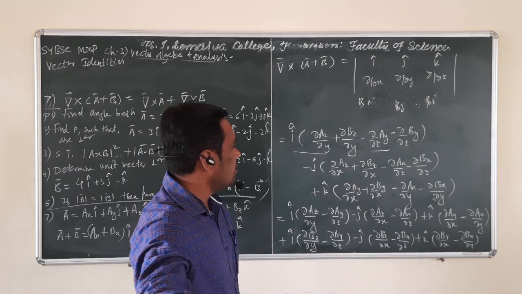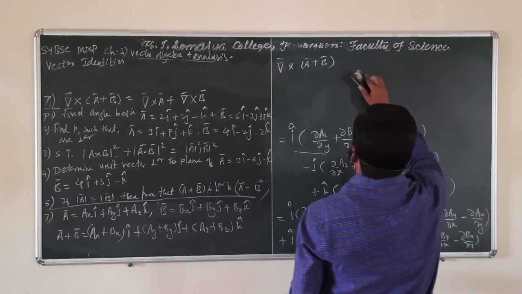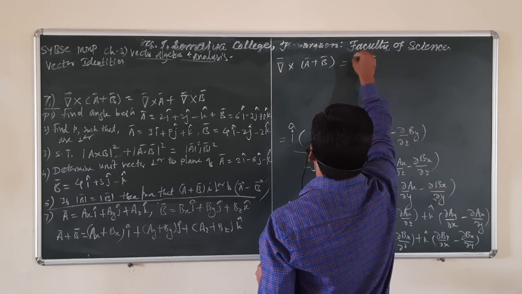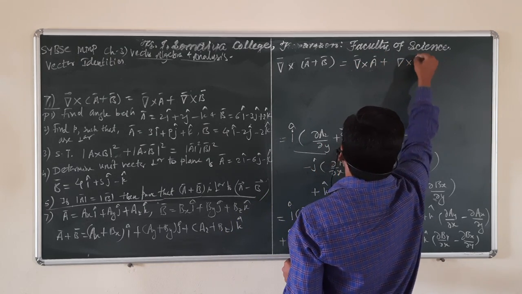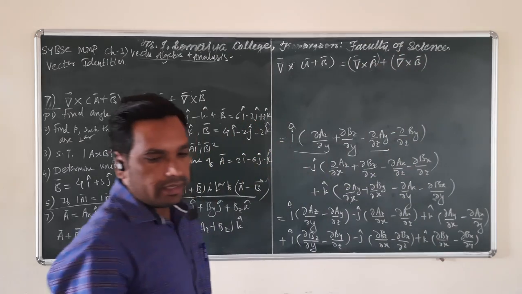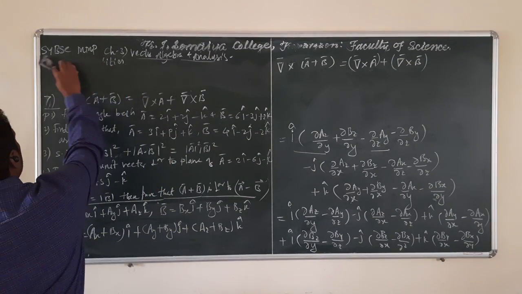So on the right hand side we can write this is equal to del cross A plus del cross B. Okay, so curl of vector A and curl of vector B. So with this we finish identity number 7.